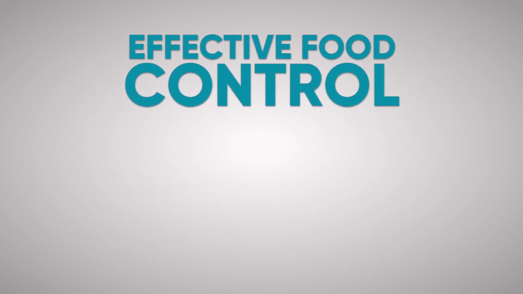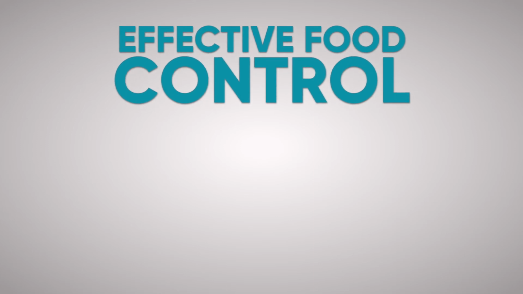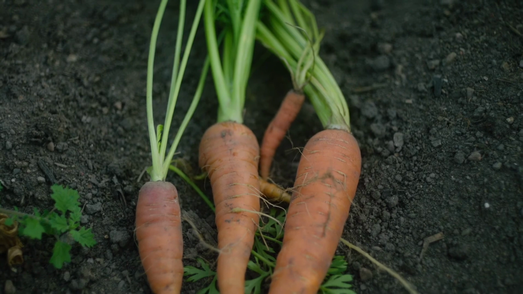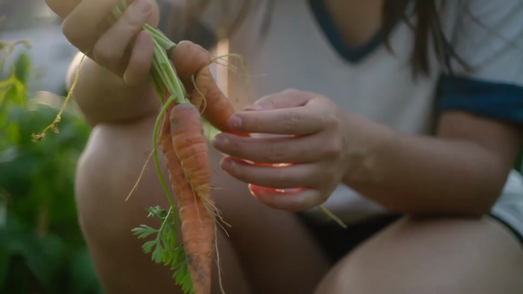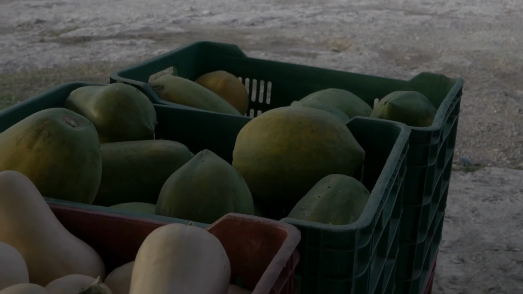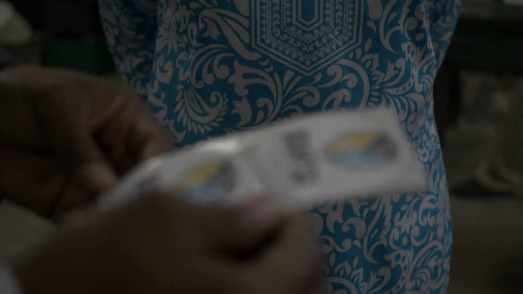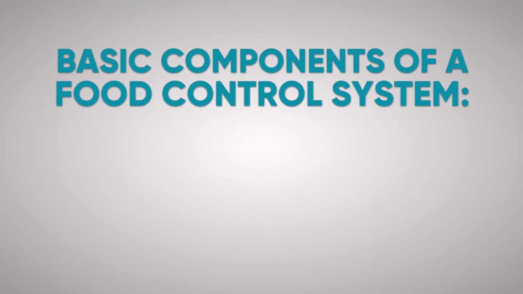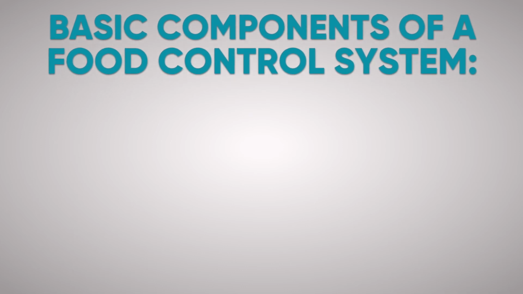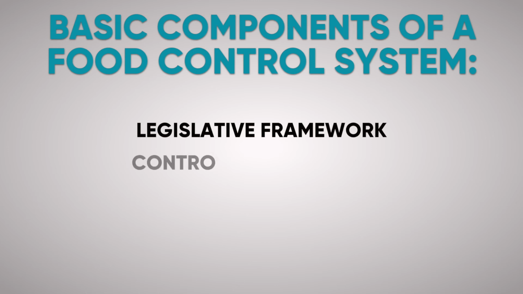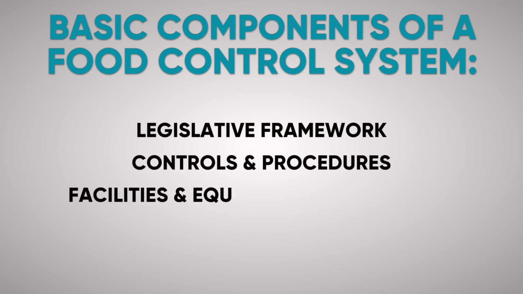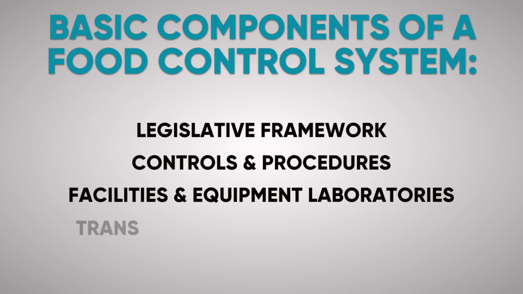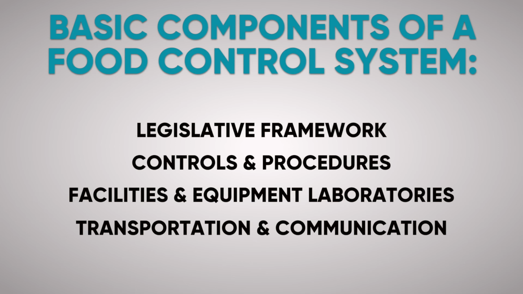Effective food control. Effective food control requires a combination of measures to be taken. As mentioned, the food chain approach with each actor taking responsibility for their role is a preventative measure. Food safety is further strengthened with a sound national food control and regulatory systems that include a standards and conformity assessment. Basic components of a food control system to ensure food safety in fruits and vegetables include legislative framework, controls and procedures, facilities and equipment, laboratories, transportation and communication, and last but not least, personnel and training.